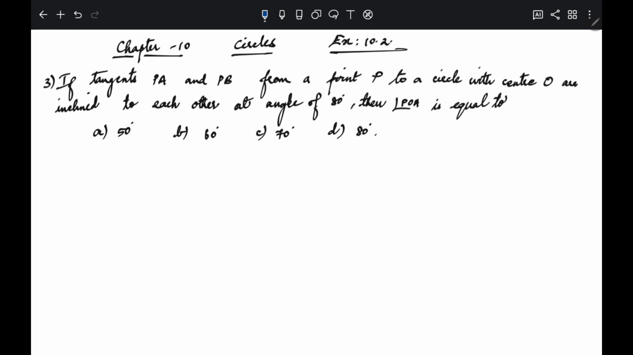Today let us see the third question of exercise 10.2. If tangents PA and PB from a point P to a circle with center O are inclined to each other at an angle of 80 degrees, then angle POA is equal to. Let us draw the diagram.